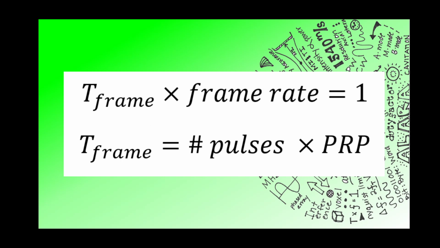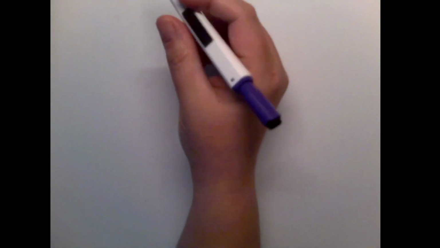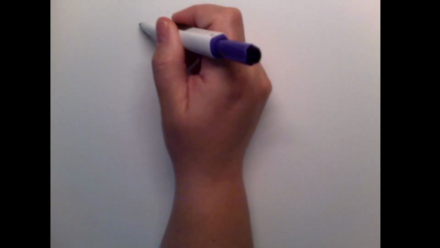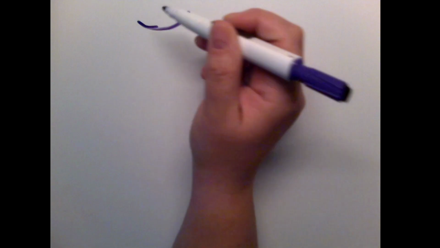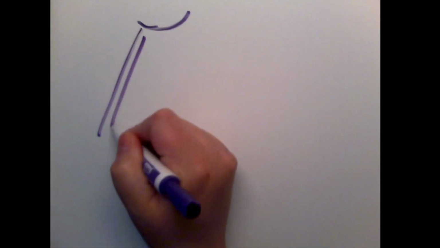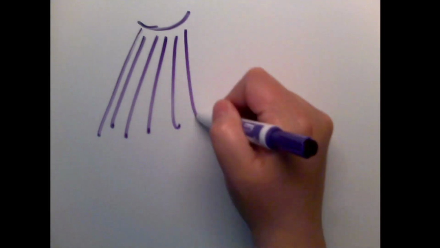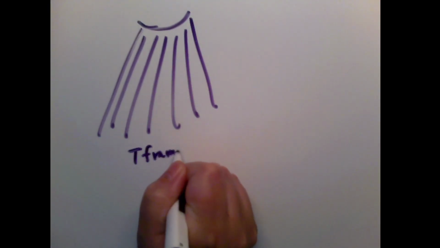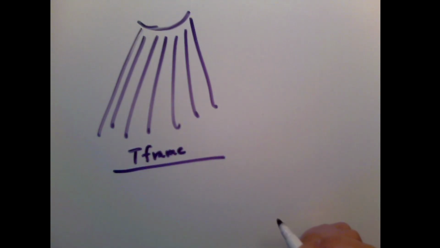So let's go back to the whiteboard real quick here and run through some examples. Actually, we have some examples coming up on the next slide. I just want to run through the concepts behind these two formulas. So we have our transducer, and T frame is the time it takes to create all of these pulse lines. So that's our T frame. What was the time it took to make one picture?